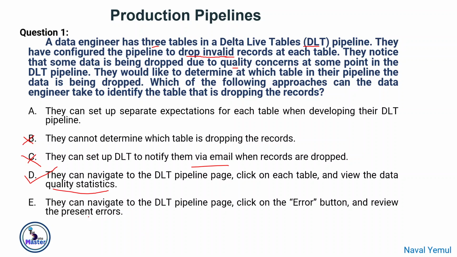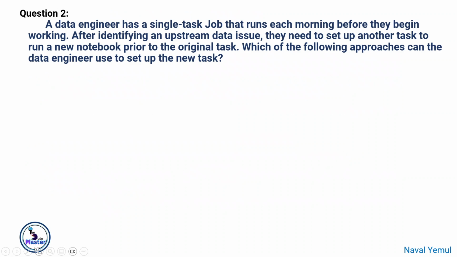I hope that is clear to you. If you look at the other options, they are not so relevant. So the only answer that is coming out of the question is D. That is, you can view the data quality statistics when you click on that table. That is about the first question. Now let us move to the next question.